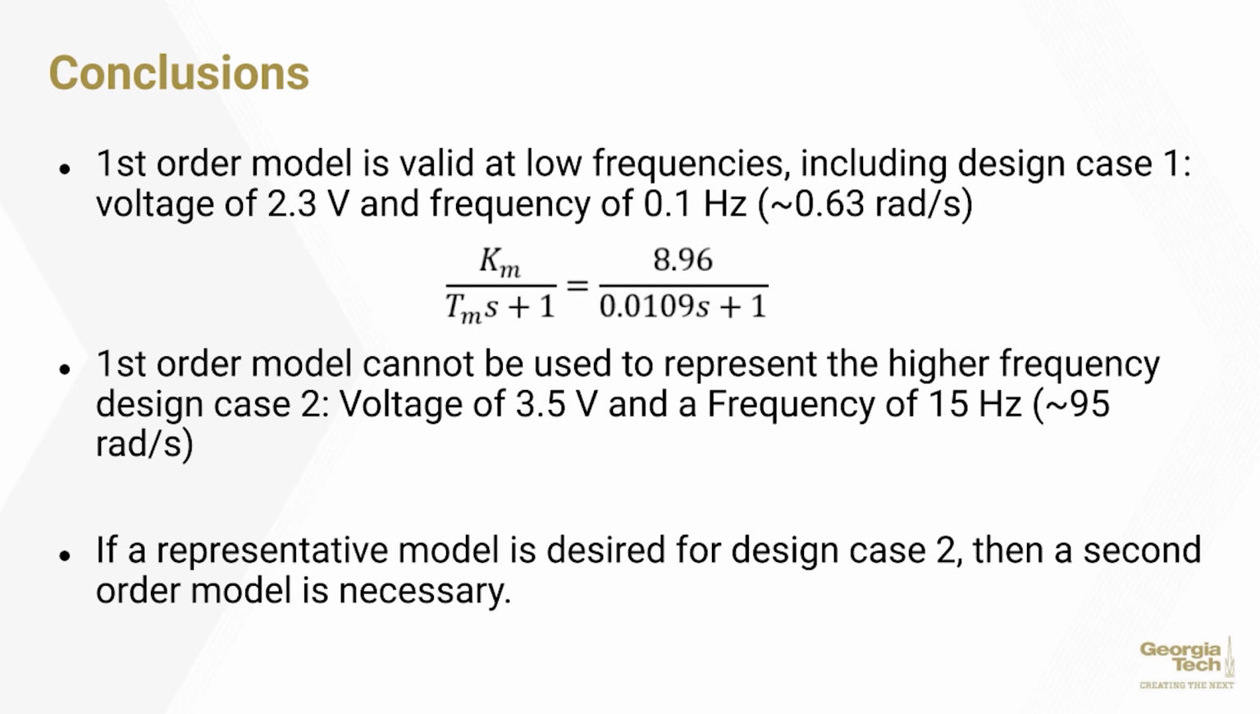The first order model cannot be used to represent the higher frequency design case 2, where there's a voltage of 3.5 volts and a frequency of 15 hertz. If a representative model is desired for design case 2, then a second order model is necessary.